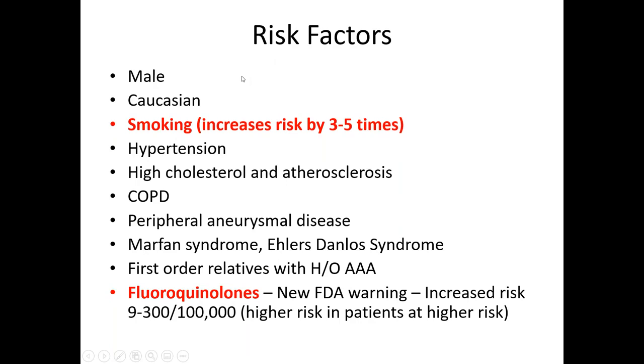So other risk factors that are there: male, Caucasian, smoking increases the risk 3 to 5 times, hypertension, high cholesterol, atherosclerosis, COPD, peripheral aneurysm disease or Marfan syndrome, first order relatives with AAA.